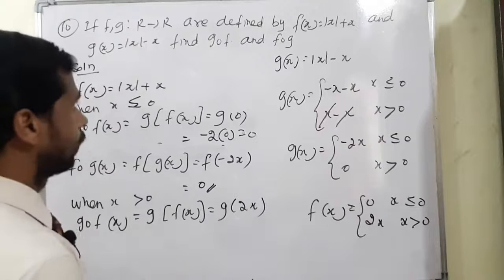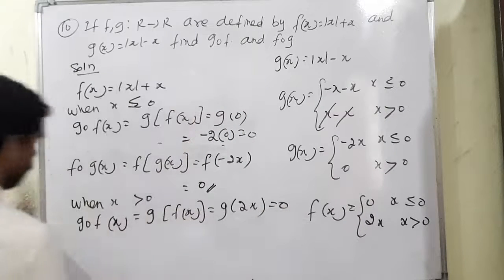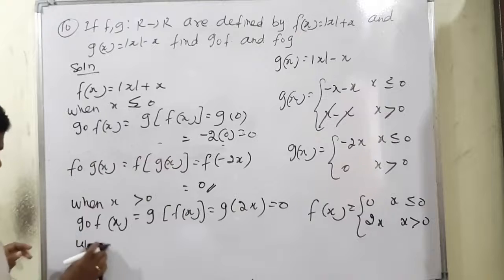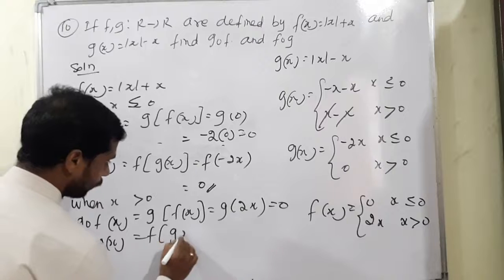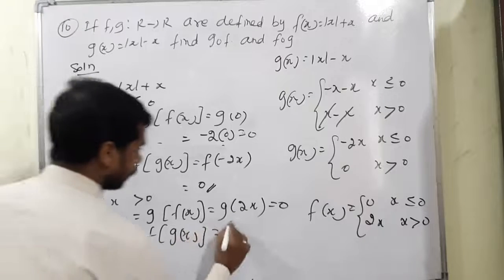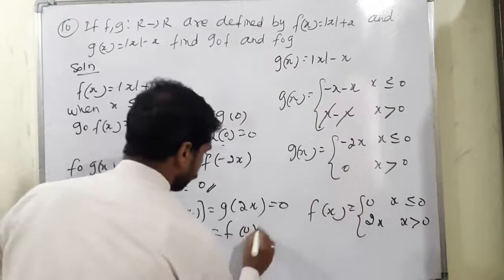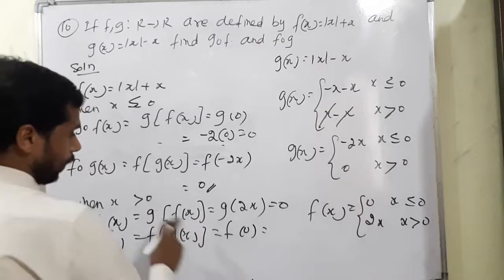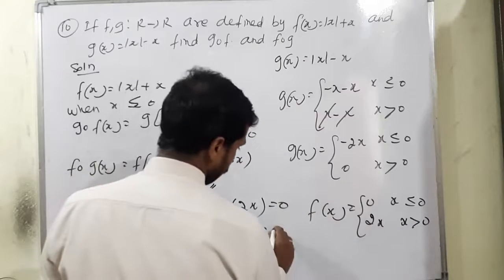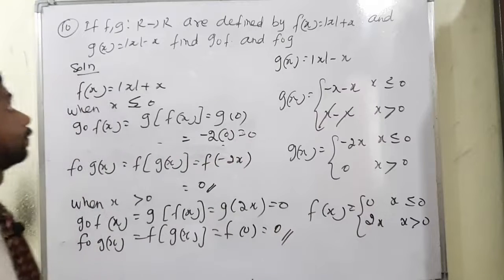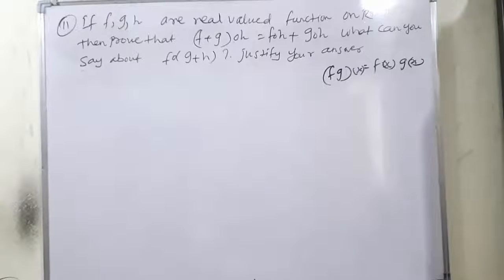Again, g of x greater than 0, so the answer is also 0. Next case, f dot g of x. Again, f of g of x. So f of g of x greater than 0 gives 0. Again, f of 0, f of x greater than 0 is only 2x. Already 2x into 0 means the value is also completely 0. This is the answer for question number 10. Question number 11.